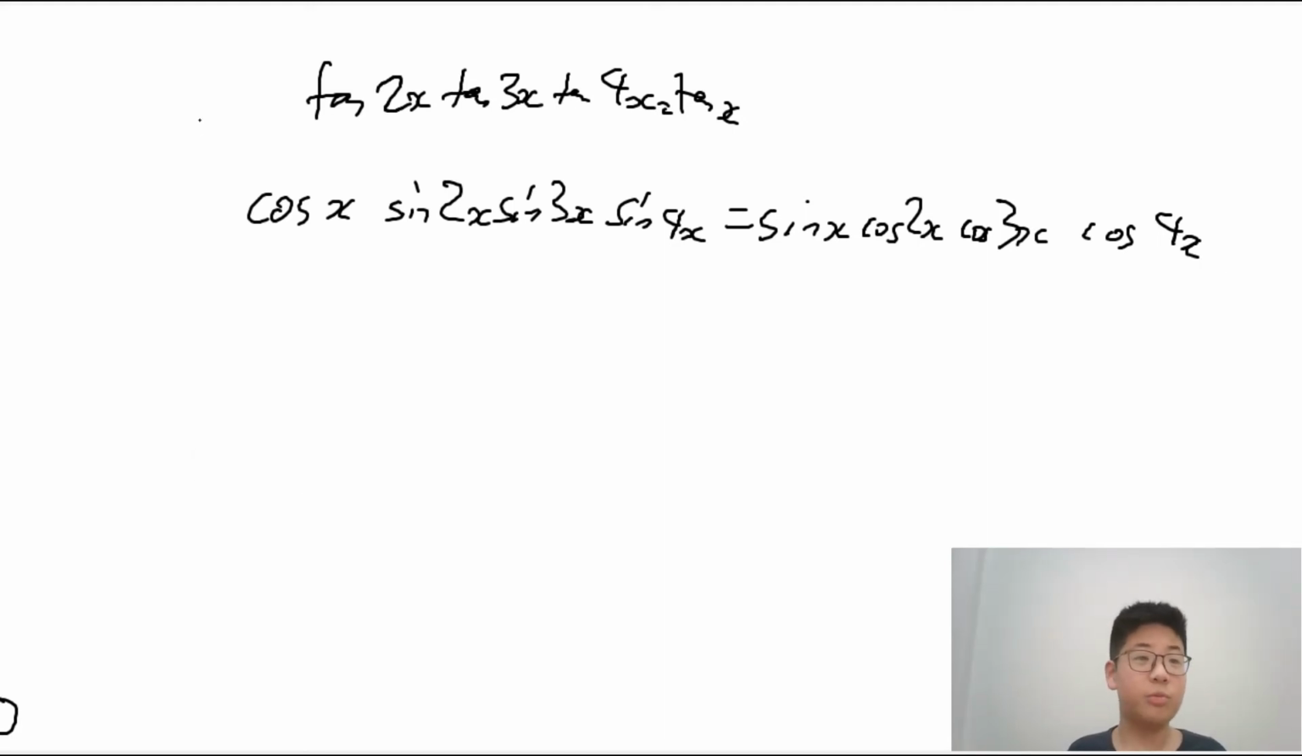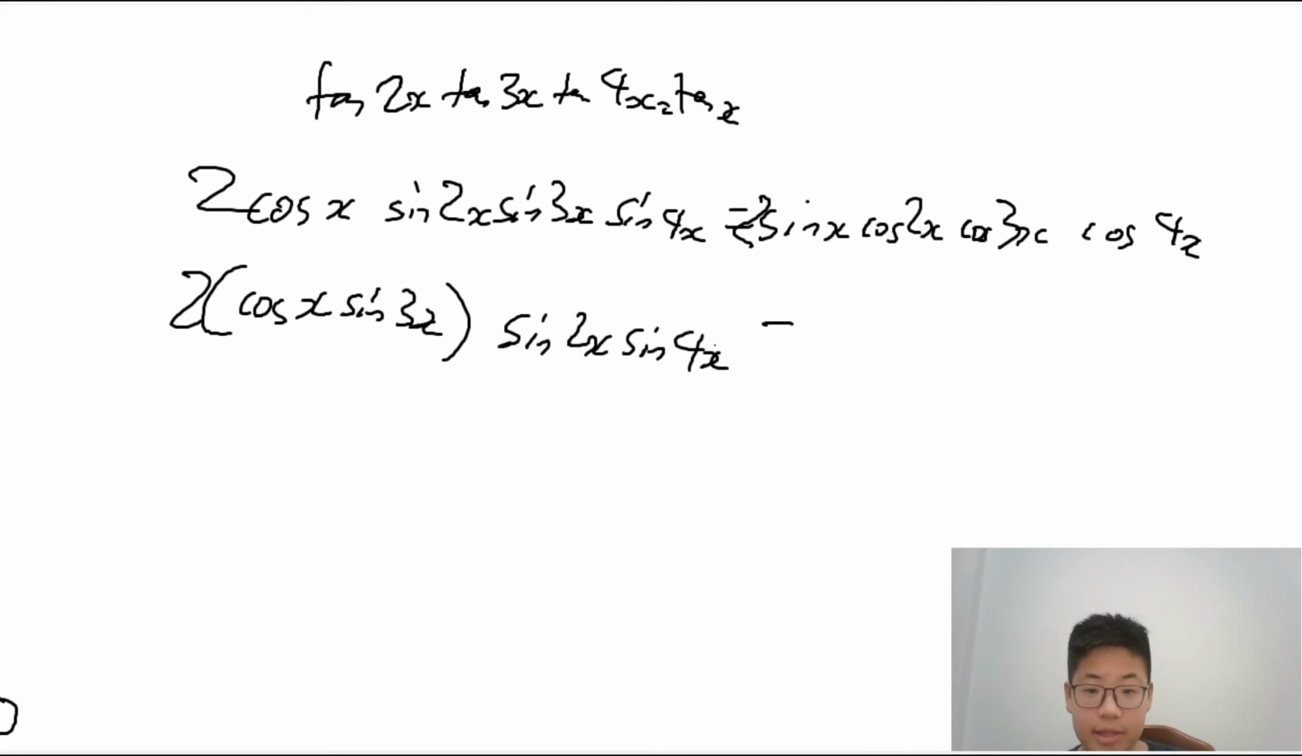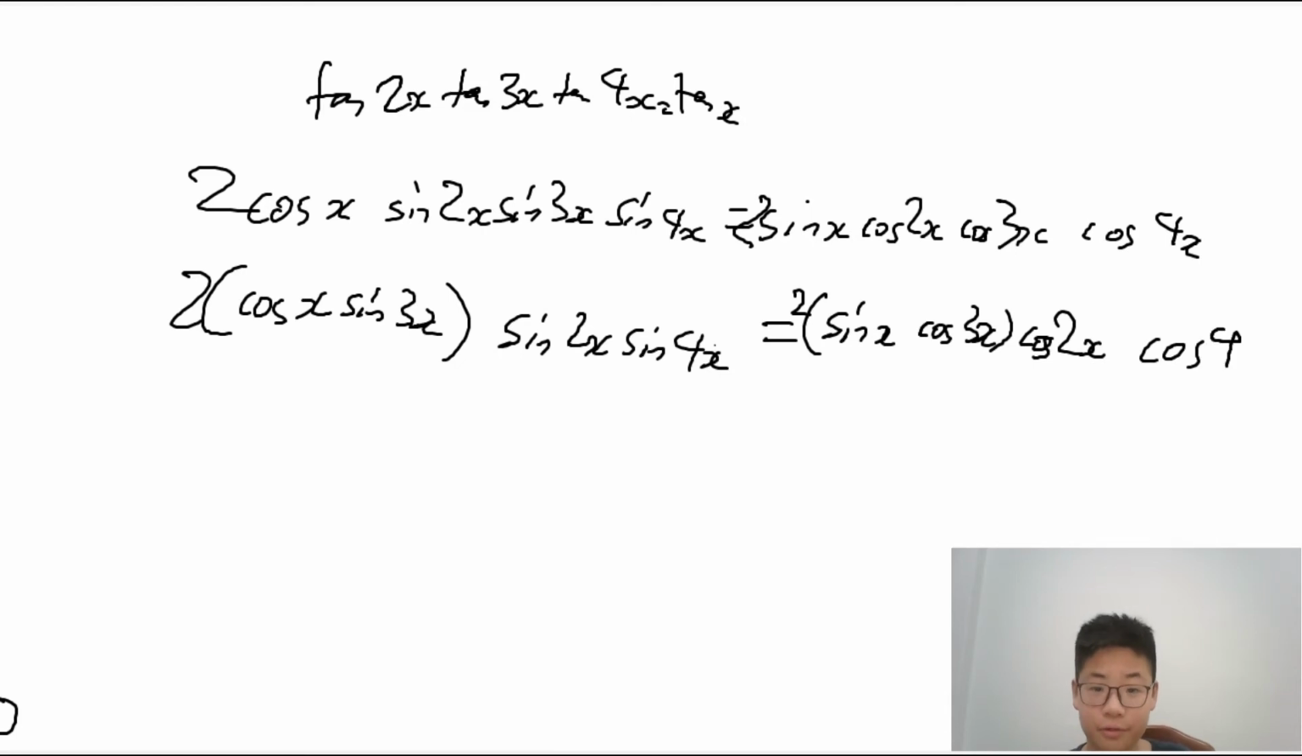Then we have now done this. And we are now going to multiply both sides by 2. How? Just put a 2 on both sides. See, algebra is that elegant. You want to multiply both sides by 2, add a 2 on both sides. Then we get cos x sine 3x sine 2x sine 4x equals 2 sine x cos 3x cos 2x cos 4x.